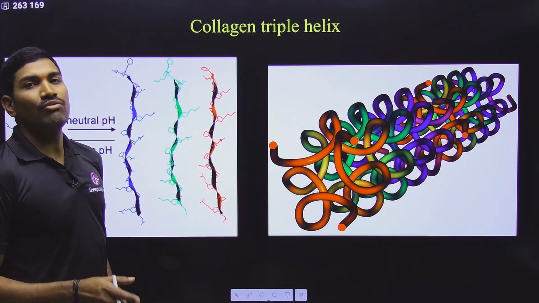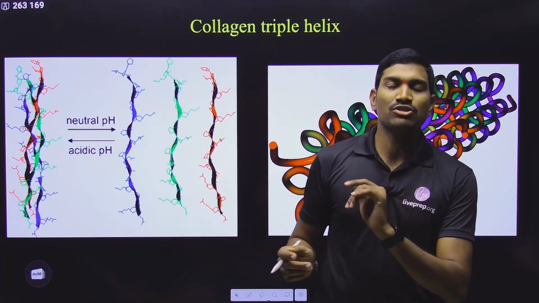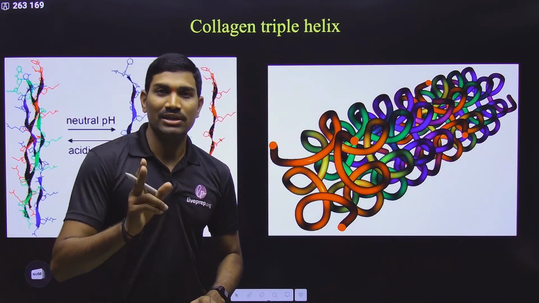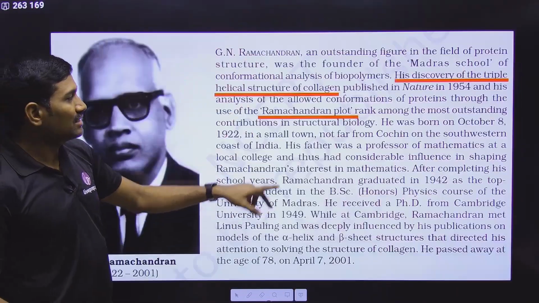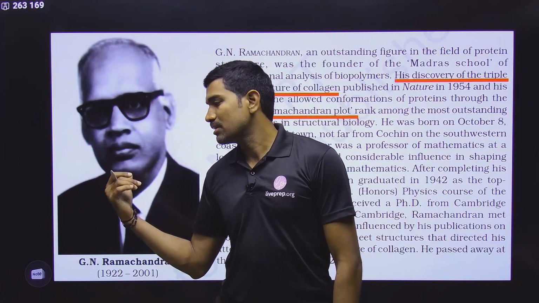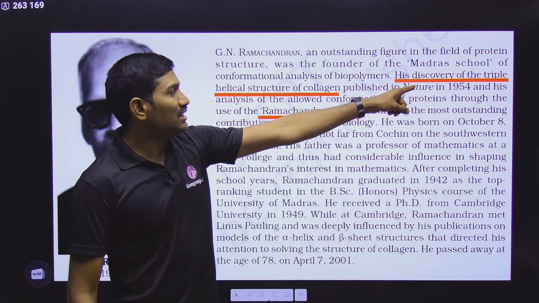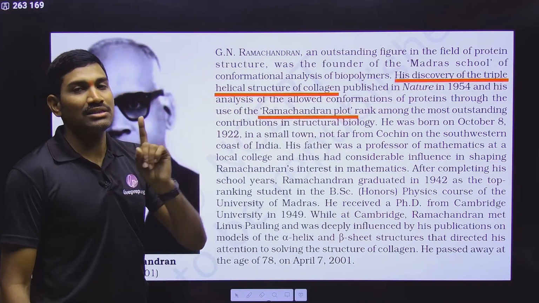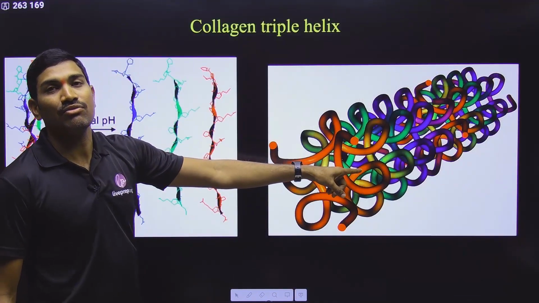Clear? And now we are going with the unit introduction. In the next page of that unit introduction, they have given about G.N. Ramachandran, the scientist's name. Now we are talking about that particular scientist. Here they have given his discovery, the discovery by G.N. Ramachandran. So G.N. Ramachandran discovered what? The triple helical structure of collagen. This sentence was given in the NCERT.